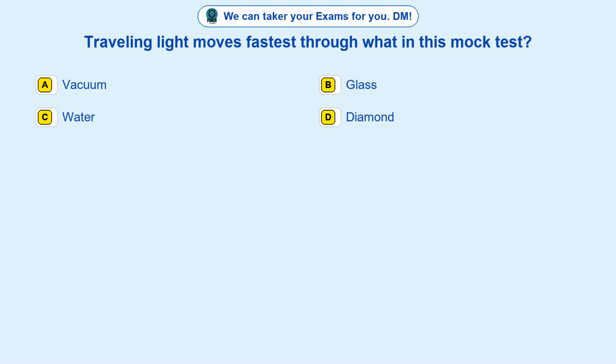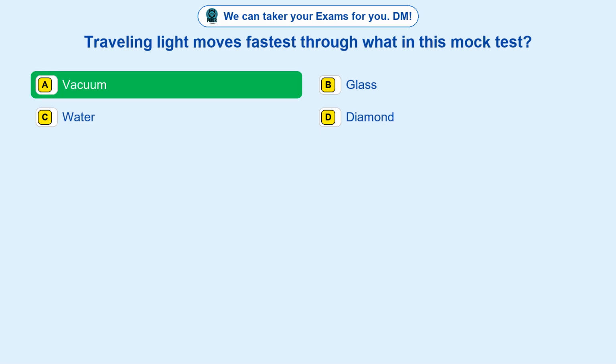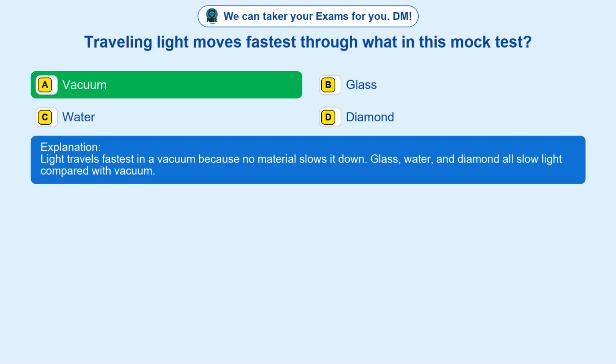Question 66. Traveling light moves fastest through what in this mock test? Option A, vacuum. Option B, glass. Option C, water. Option D, diamond. The correct answer is option A. Vacuum. Light travels fastest in a vacuum because no material slows it down. Glass, water, and diamond all slow light compared with vacuum.